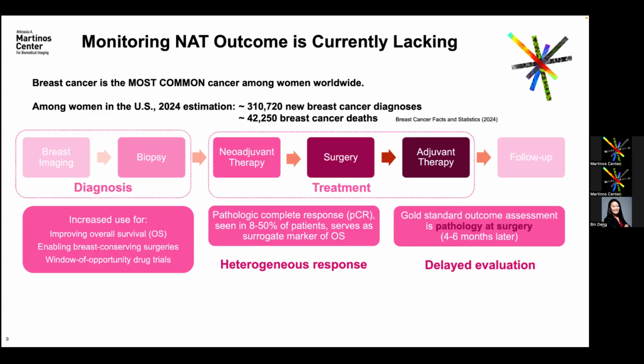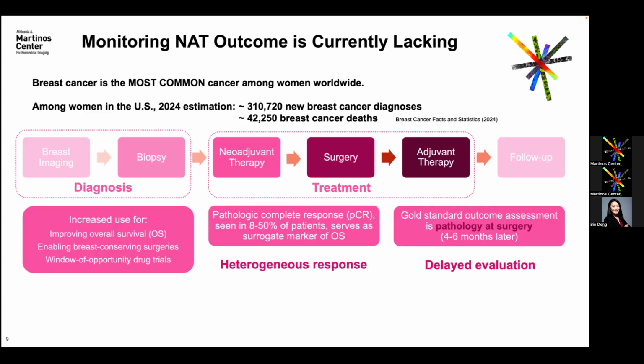So pathologic complete response, or pCR, is the only clinically validated surrogate of the outcomes that can be linked to longer and overall survival of breast cancer patients. However, the pCR rate, depending on what type of breast cancer you have, is very heterogeneous, ranging anywhere from 5 to 50%. And the surgery evaluation happens after the chemotherapy, which is 4 to 6 months after you start this treatment.